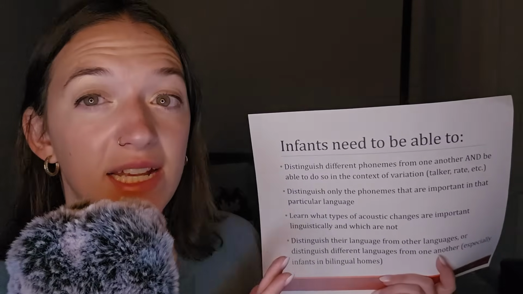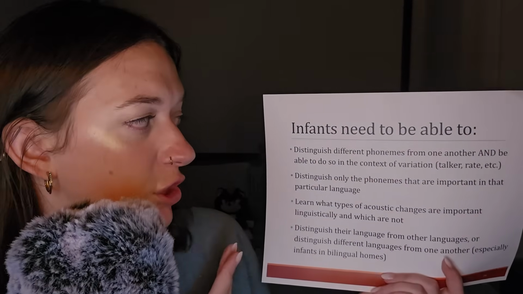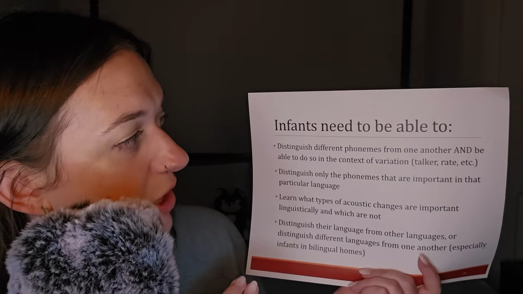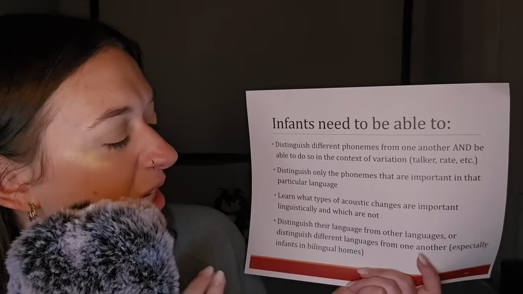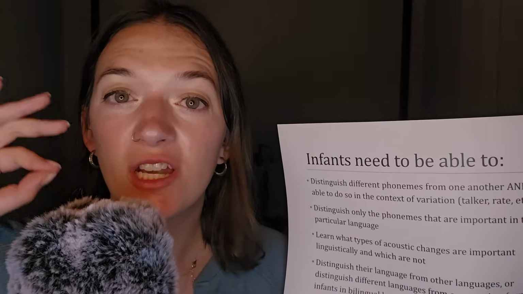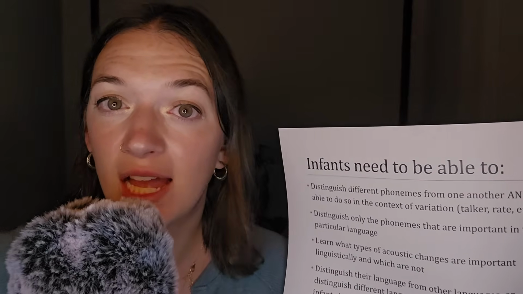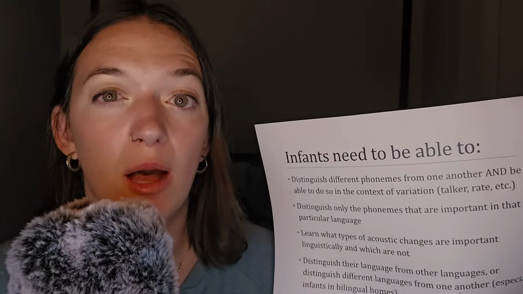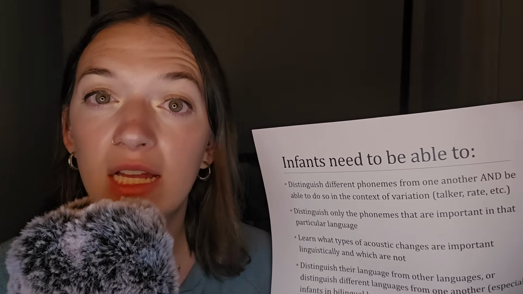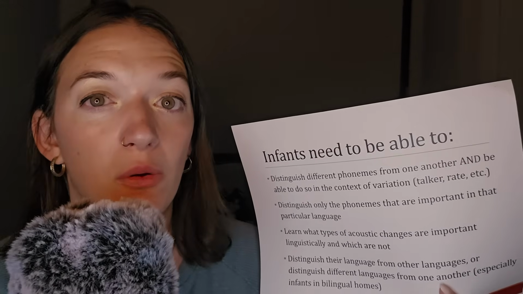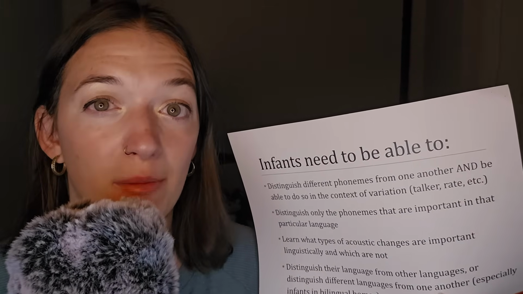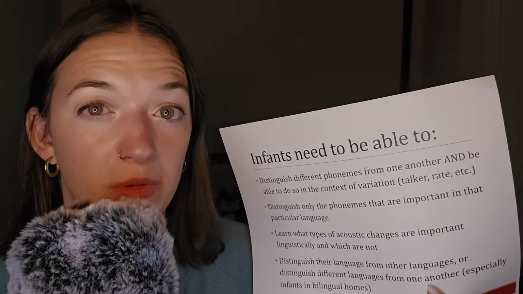So, some things that infants need to be able to do. Number one, they need to distinguish different phonemes from one another and be able to do so in the context of variation. So they learn to distinguish different speech sounds, even if they're listening to a male speaker, a female speaker, someone is speaking quickly, someone is speaking slowly, quietly, loudly, etc. All the different variation that might be possible in human speech.